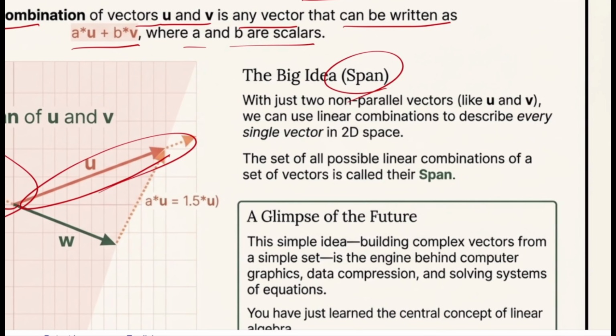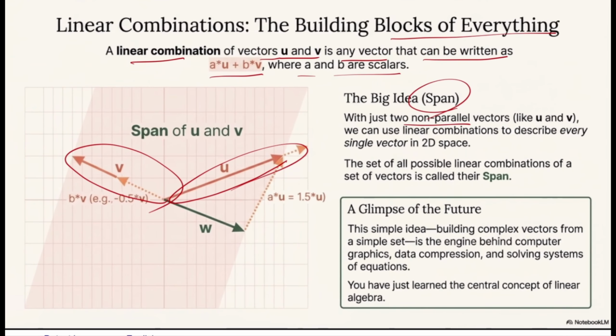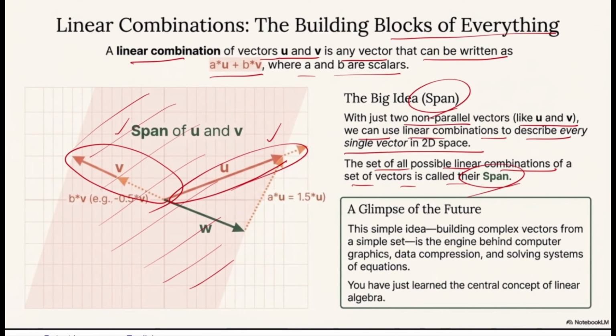So at this point, with just two non-parallel vectors, and it is important that we are talking about non-parallel vectors like u and v, we can use the linear combination to describe every single vector in 2D space. Right now we are going to talk about 2D. It means that we only have x and y. The set of all of these possible linear combinations of a set of vectors is something we call a span. For instance, if we do have these two vectors, we can call this side its span.